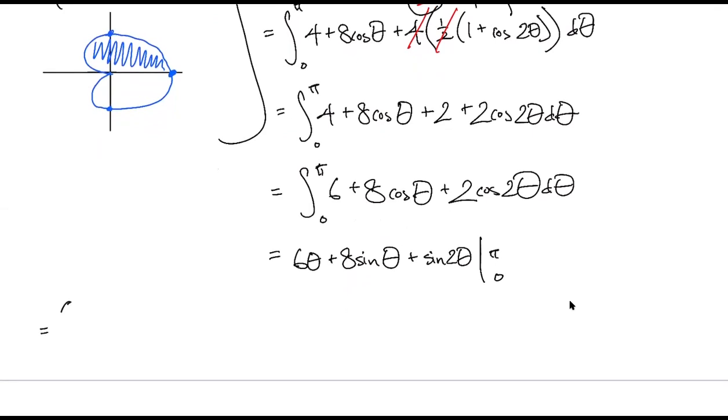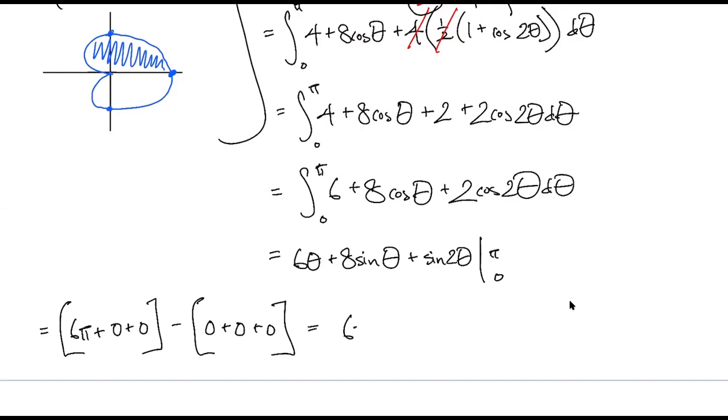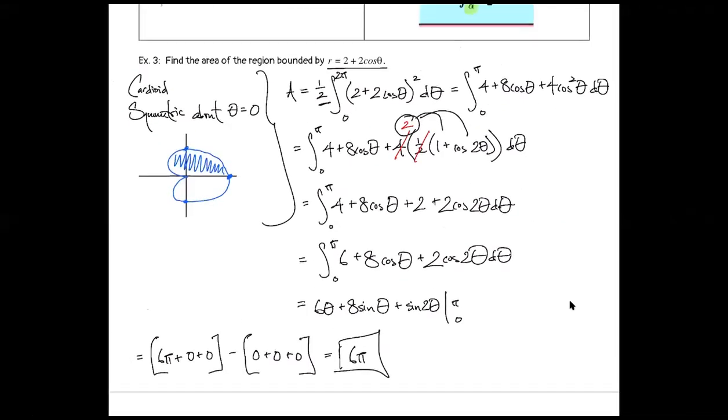All right, what does that give us? 6 pi plus 8 sine pi is 0, plus sine 2 pi is 0, minus 0 plus 0 plus 0. And so the area inside the entire cardioid is 6 pi units.